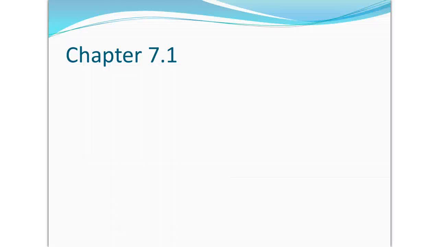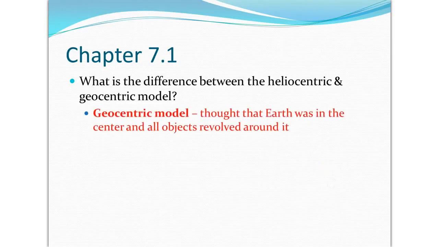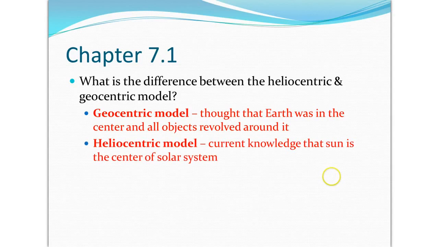Okay, second part here, going to start with Chapter 7, Section 1. What is the difference between the heliocentric and geocentric model? I think this is one that we had a good handle on. Geocentric model thought that Earth was in the center and all objects revolved around it. And of course, we have moved to current knowledge that the heliocentric is correct and that the sun is the center of the solar system.